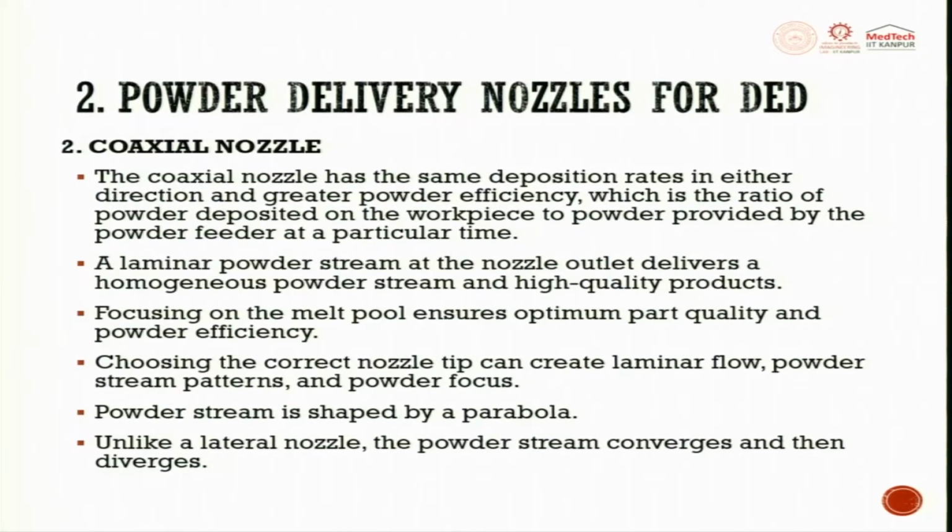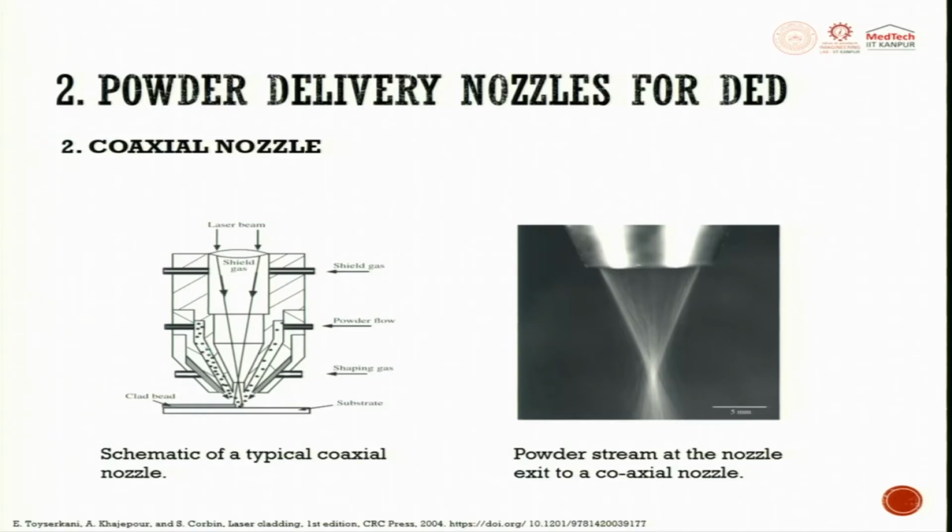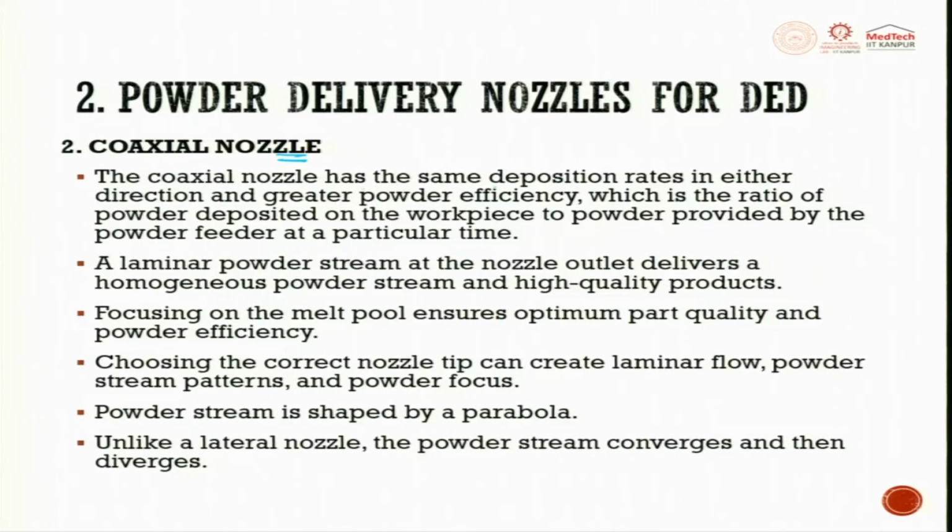When we talk about coaxial nozzle, coaxial means you will have 2-3 nozzles coming out. So, you see here, here is one nozzle, here is one nozzle, they are coaxial to the laser. Coaxial nozzle has the same deposition rate in either direction and greater powder efficiency as compared to that of your lateral nozzle, which is the ratio of the powder deposited on the workpiece to powder provided by the powder feeder at a particular time.